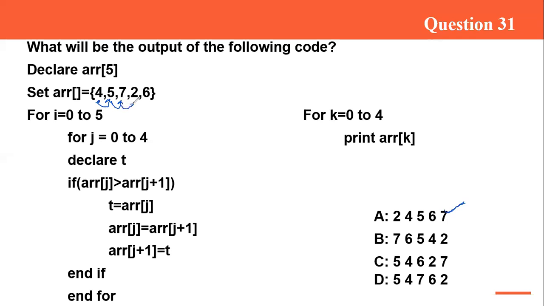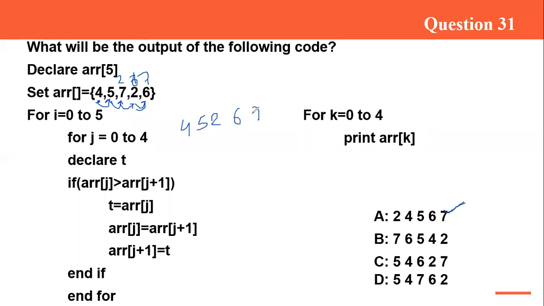Is it true? Yes. When it is true, what are we doing? We are taking 7 into temporary, and 2 is copied into 7's place, and whatever value is in temporary is copied into the place of 2. So it becomes 2, 7. Then again 7 will be compared with 6. Which is greater? 7 is greater. So again swapping will happen. It will become 6, 7. So after one iteration, for I equal to 0, the numbers will become 4, 5, 2, 6, 7.